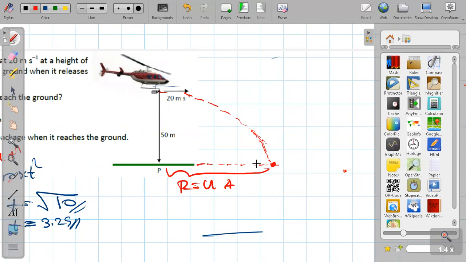Am I lagging, guys? Because I can see that the things I have drawn are taking so long to reach the other screen.